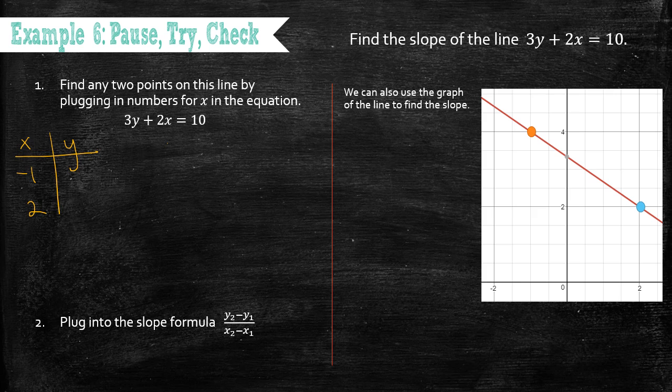So when I start with this first one, I've got 3y plus 2 times my x value, which is -1. I'm going to simplify that. So 2 times -1 is -2, and I'm going to rewrite the rest of my problem. And then we're going to solve.